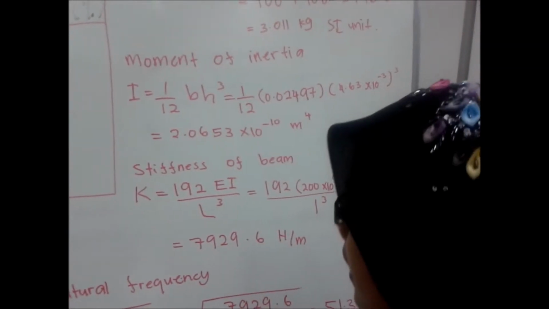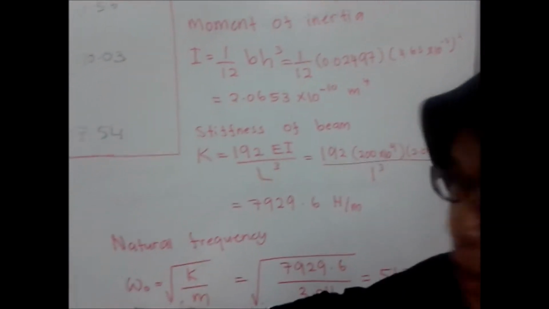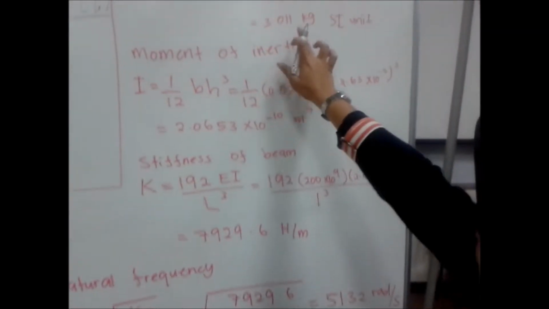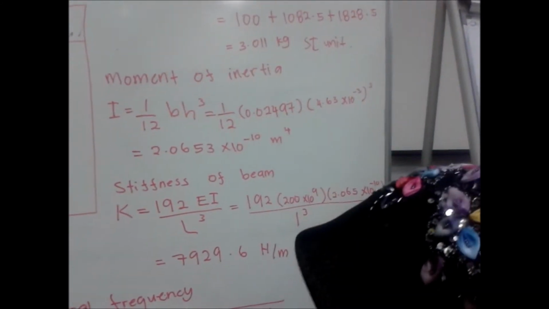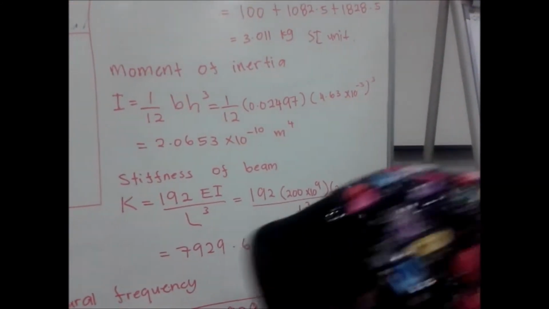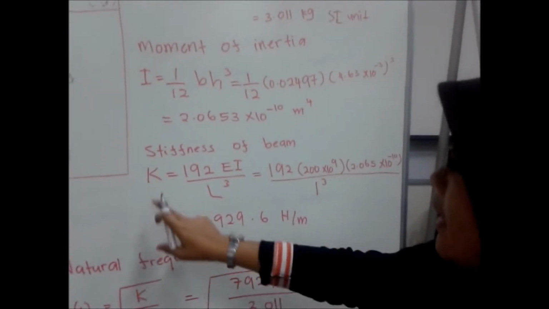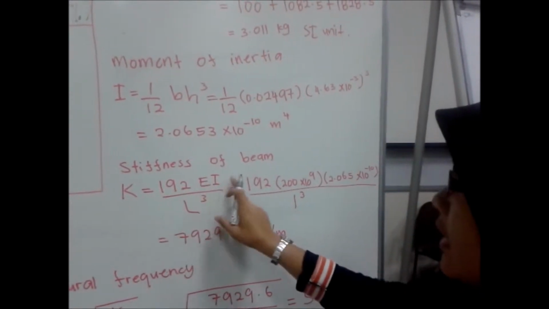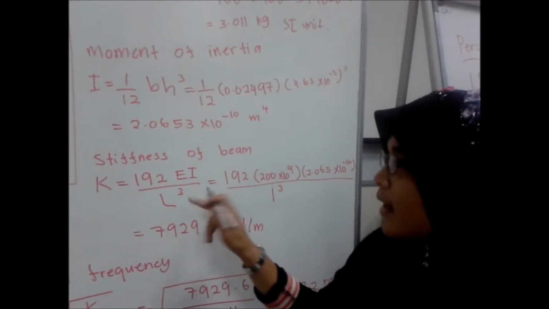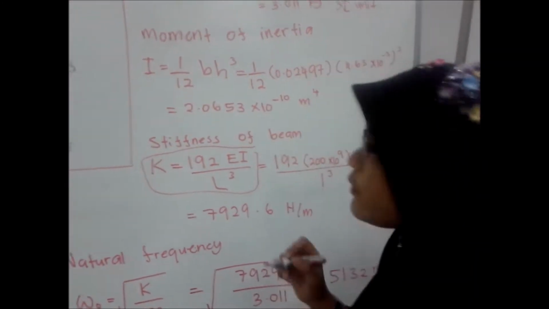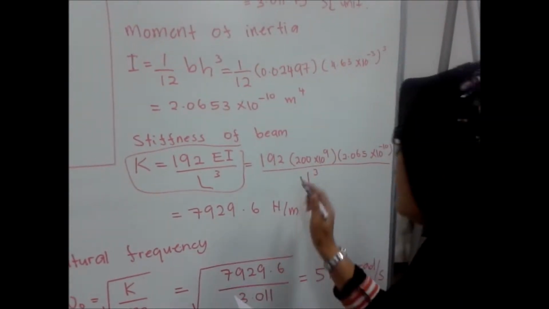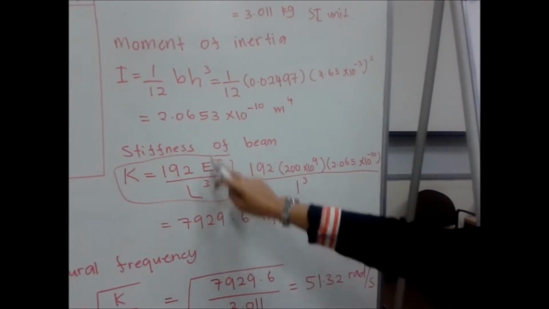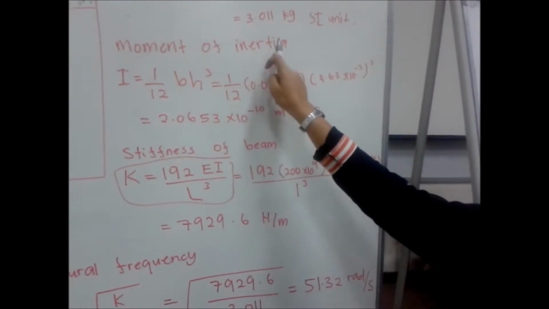To find natural frequency, omega equal to square root of K over M. M, this one, I get it. And how to find K? K is the stiffness of the beam. K equal to 192 EI over L cubed. This formula is for fixed support beam. Then I put the value E, and I get the moment of inertia.